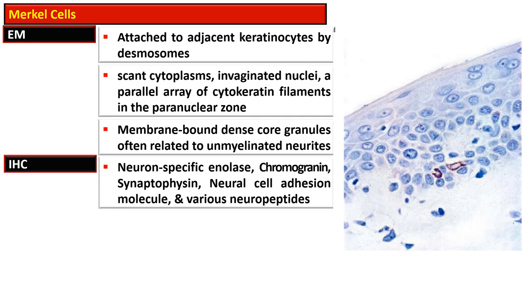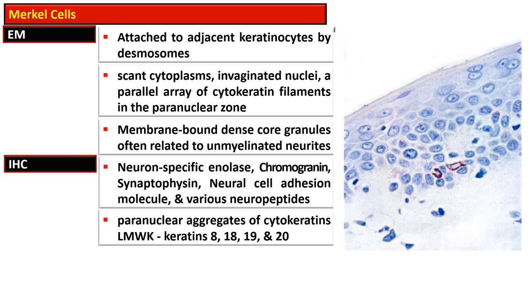On immunohistochemistry, they express neuron-specific enolase, chromogranin, synaptophysin, neural cell adhesion molecule, and various neuropeptides. They are also positive for paranuclear aggregates of cytokeratin, low molecular weight keratins 8, 18, 19, and 20. Among these, cytokeratin 20 is most specific to these Merkel cells. CK20 is also present in normal epithelial cells, but not in the adjacent keratinocytes.